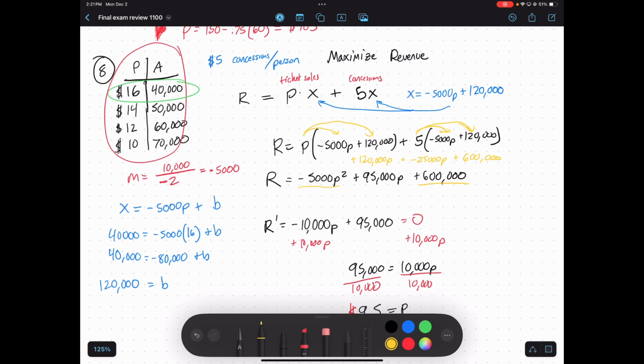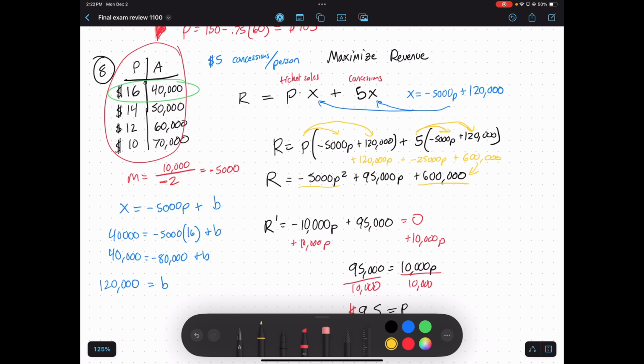Okay. So there's the 600,000. 600,000 just goes right there. But when I combine these two like terms, 120,000P minus 25,000P gives me the 95,000. And then on my problem, for instance, it's every decrease of $4 adds 10,000 people. And what was yours again? Every decrease of $2 adds 10,000.